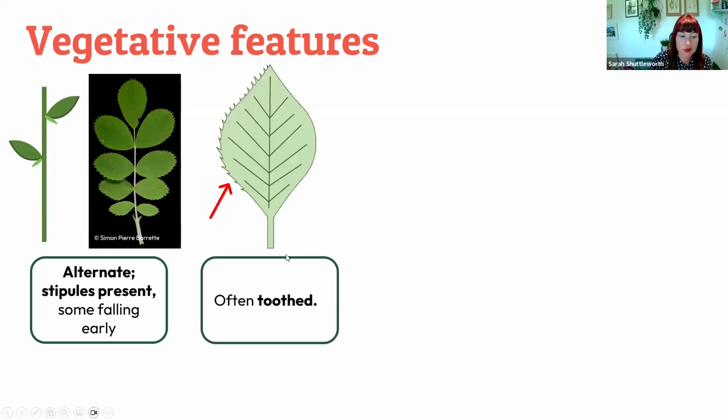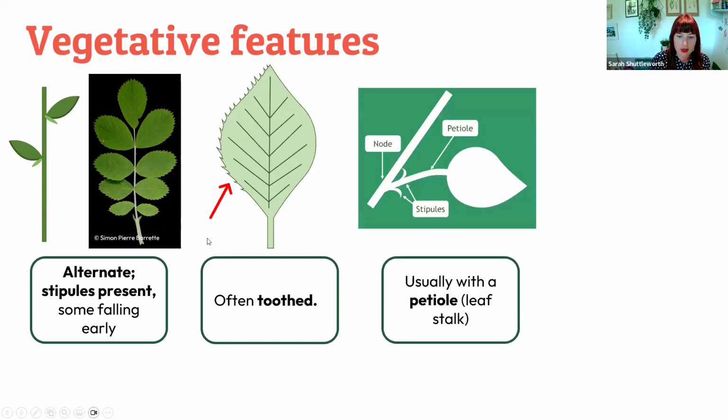The leaves are often toothed along the edge, and most of the examples we'll look at are the same. And they usually have a petiole, which is the leaf stalk. So just to remind ourselves, we've got the leaf here, we've got the stalk going down to the stem, and that's known as the petiole, and then we've got the stipules at the bottom. Pedicel is sometimes a word that you might be familiar with, but that's usually referring to a flower stalk. So if it's a leaf stalk, it's a petiole. If it's a flower stalk, it's a pedicel. So you can see why you have to get used to some of this terminology.